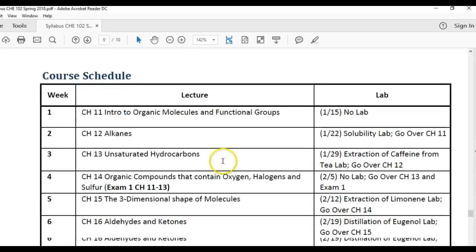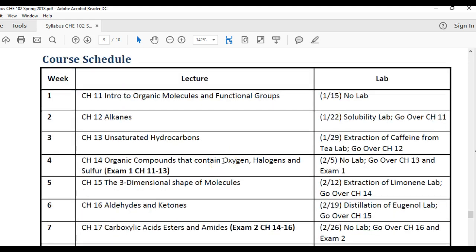All right, so here's the schedule. Let me talk about how the schedule works because it might be a little confusing. The first week of the semester is January 16th is the first day, because it's a holiday on January 15th, so there's no lab that day. This week, the first week, you are to watch all of the videos on Chapter 11. All of the videos for Chapter 11 are to be watched this first week.